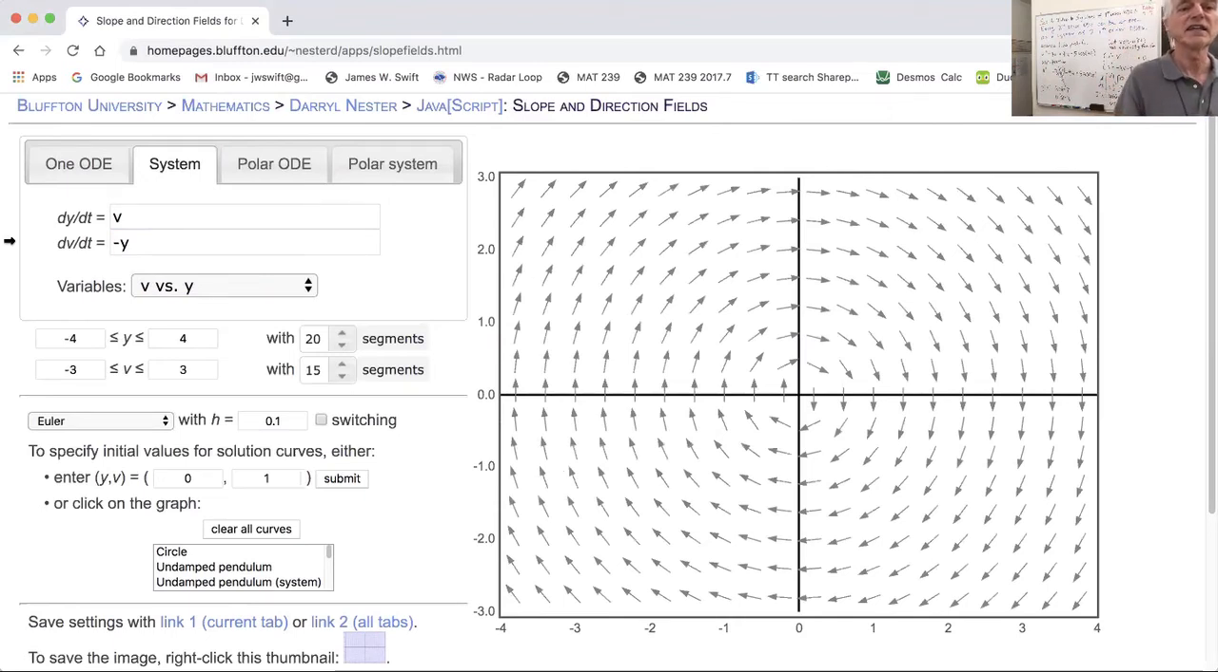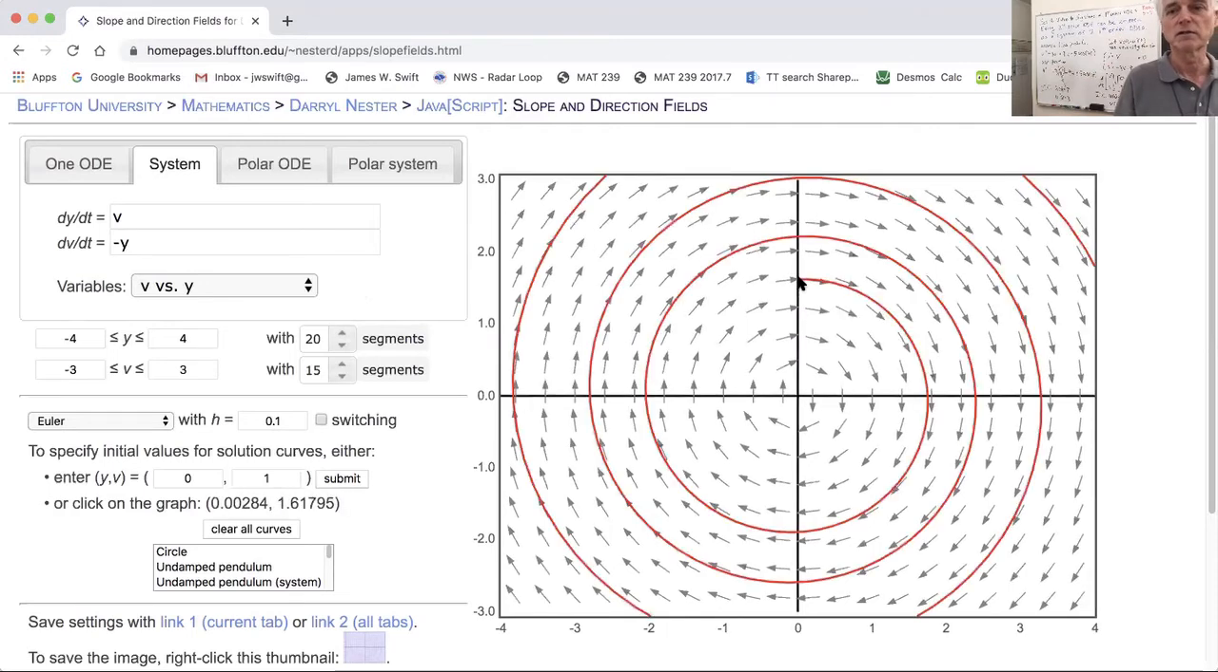And you'll see that we get these little arrows swirling around. In fact, if I start with an initial condition, what did I predict? I had this picture where the solutions would lie on circles, right, in the v-y plane. Oh, they don't lie on circles, okay? What's wrong? Well, do you trust me or do you trust the computer, the app?